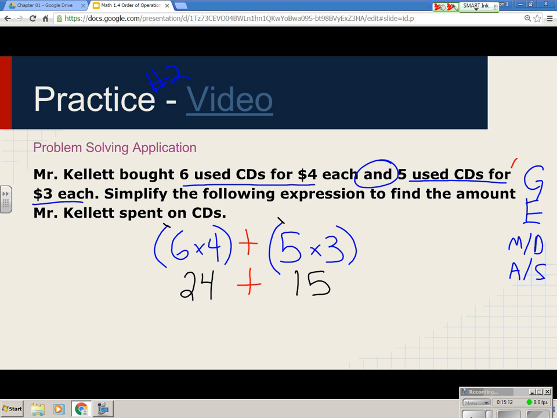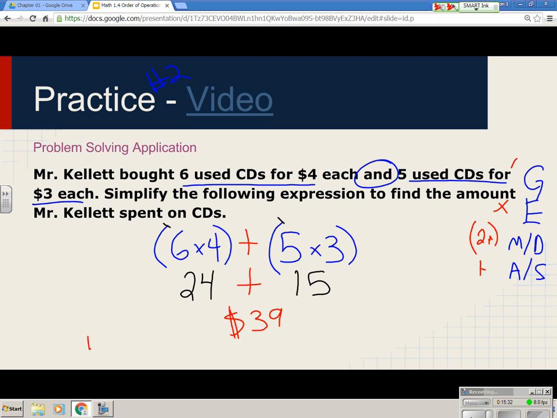We had no exponents. We did 2 multiplications at the same time because they were in parentheses. Now we just need to add. And 24 plus 15 is 39. But the answer isn't just 39 because it's a word problem. It's $39. And we have to complete a full sentence.